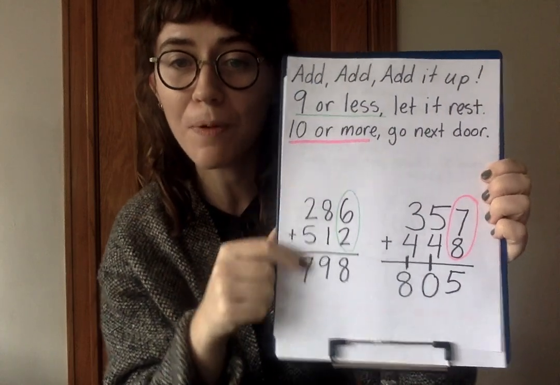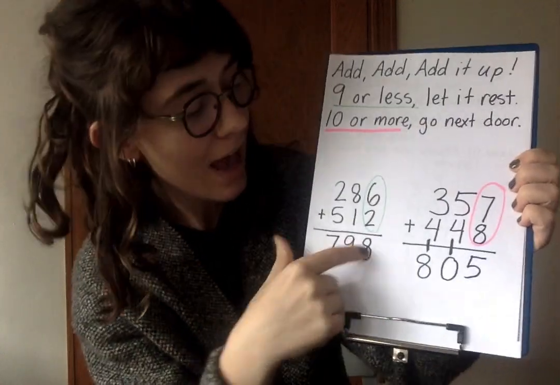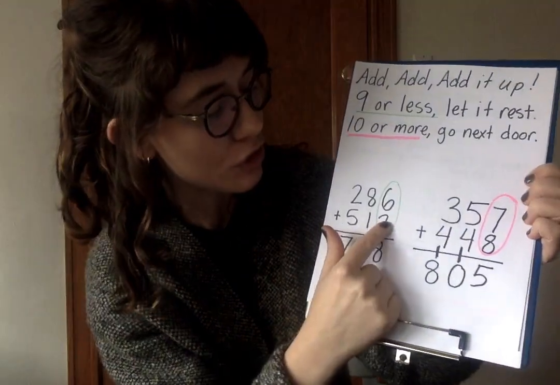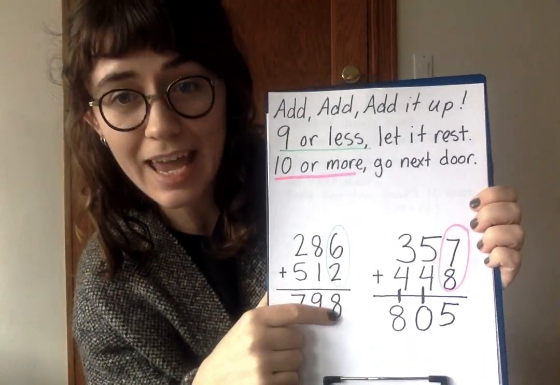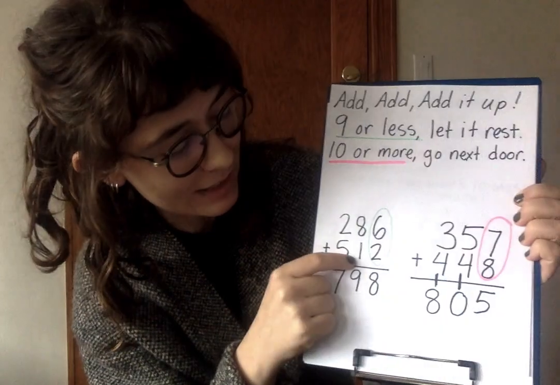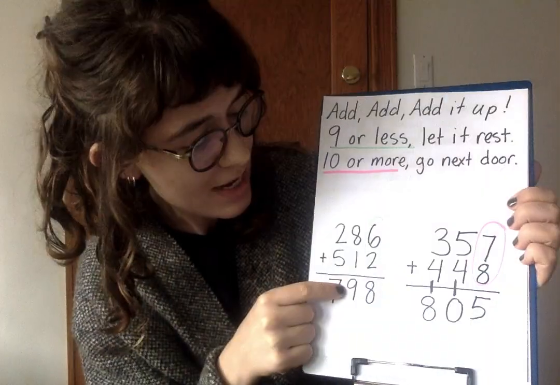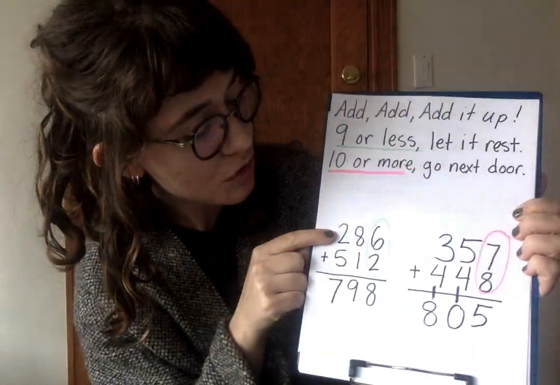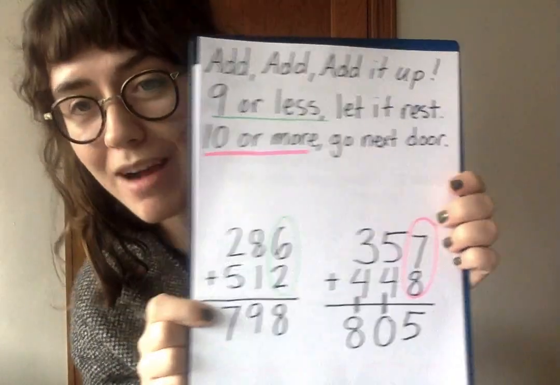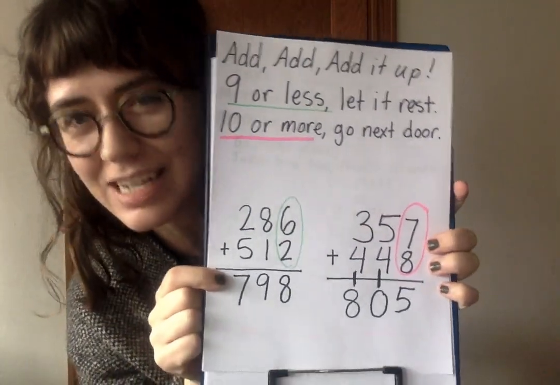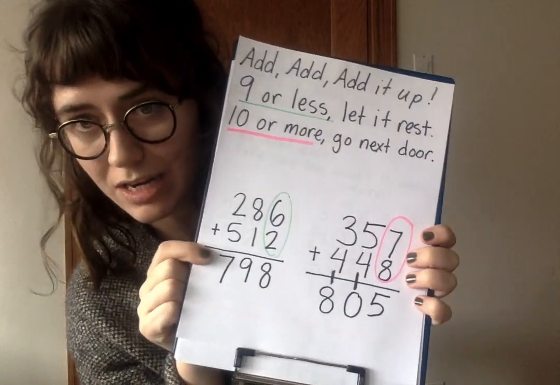So in this first problem, when I look in my ones place, I've got 6 plus 2. 6 plus 2 is 8. That's 9 or less, so it's just 8. Over here, I've got 8 tens and 1 ten. That's 9 tens. And then 200s plus 500s is 700s. I never got a sneaky 10 in there, so I did not need to regroup. I never needed to go next door.